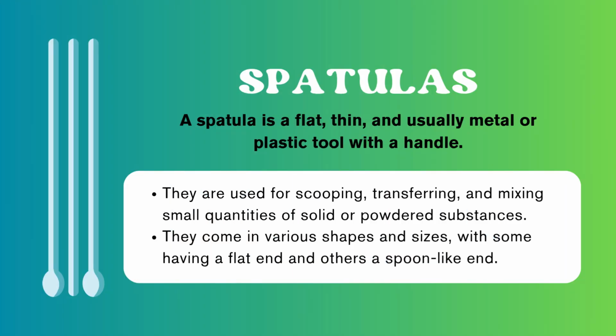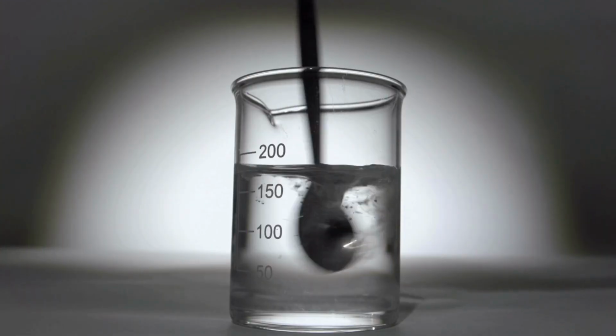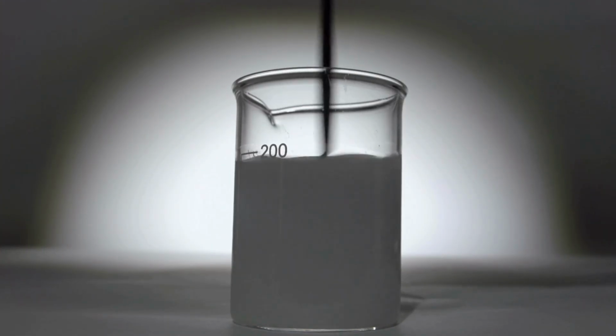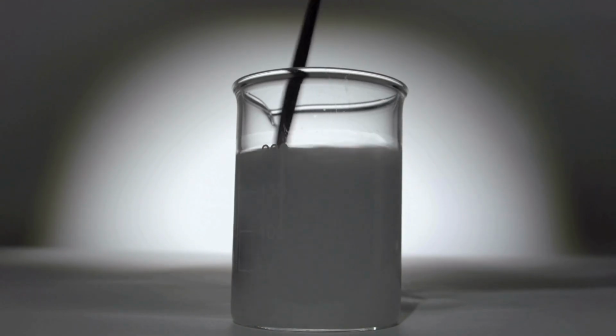Spatulas are small tools used to handle solid chemicals. They are used for scooping, transferring, or mixing powdered substances. They come in different shapes depending on their use.